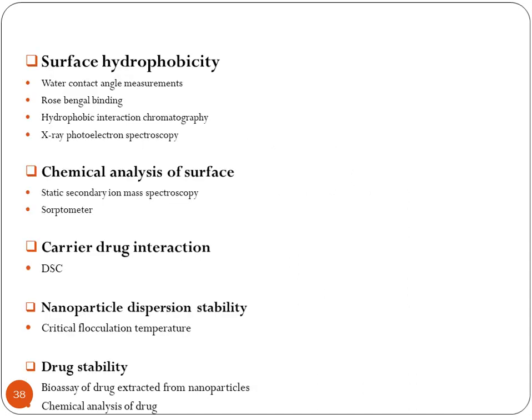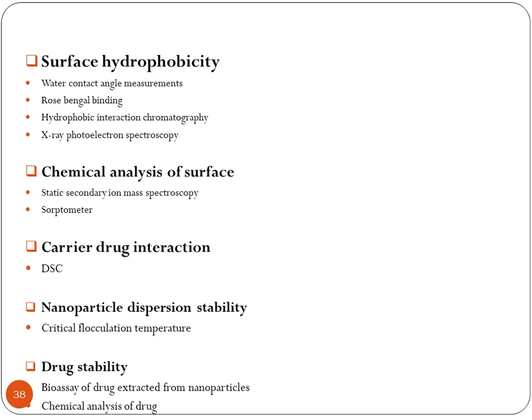For surface hydrophobicity, water contact angle measurement is done, or rose Bengal binding may be used. Hydrophobic interaction chromatography and X-ray photoelectron spectroscopy may be used. For chemical analysis of the surface, static secondary ion mass spectroscopy may be used and a sorptometer may be employed. And for measuring the drug carrier interaction, DSC is mainly used. And for nanoparticle dispersion stability, critical flocculation temperature is measured, and on that basis we determine the stability.